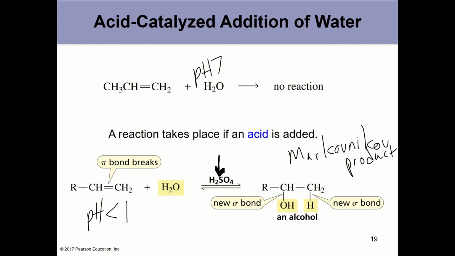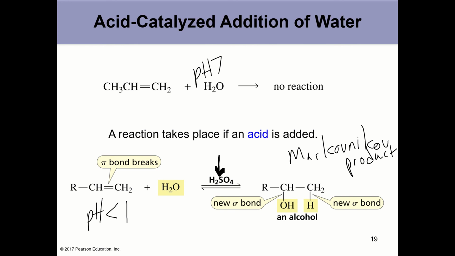Acid-catalyzed addition of water, which we call hydration. At pH 7, at neutral pH, water does not add to a pi bond. It is not sufficiently electrophilic. This reaction only takes place if an acid is added. We need the pH to be less than 1, as occurs when we add a strong acid such as H2SO4.